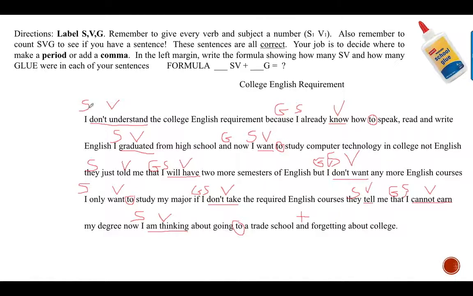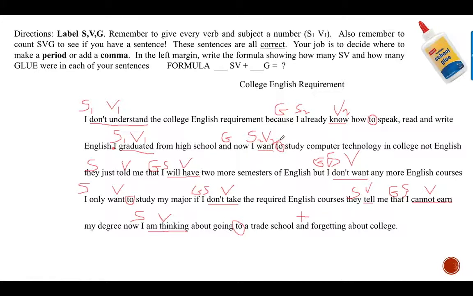So why don't we do S1, V1, glue, S2, V2, and we'll put a period right there. Period. Okay, I graduated. That's going to be our 1 because we're starting again from high school. And now that's going to be our 2.